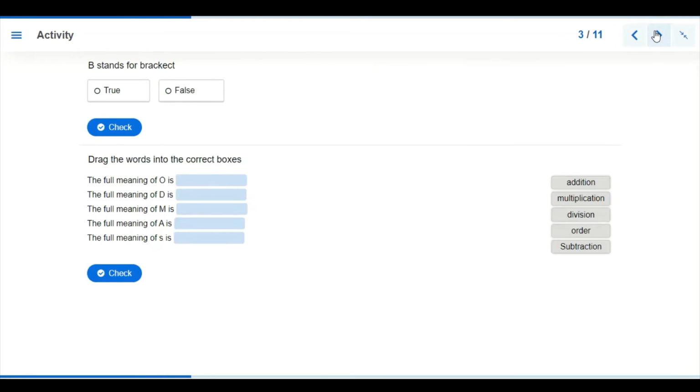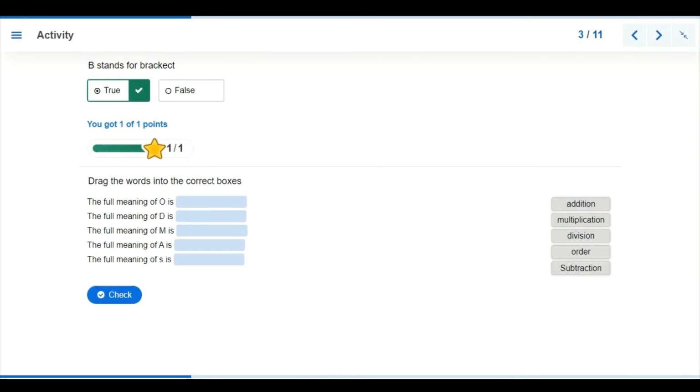Now, let's look at these activities. Based on the previous explanation, B is bracket, which is true. What's the full meaning of O? I believe based on the previous illustration on that first slide, O means order. D will be division. Okay. M will stand for what?